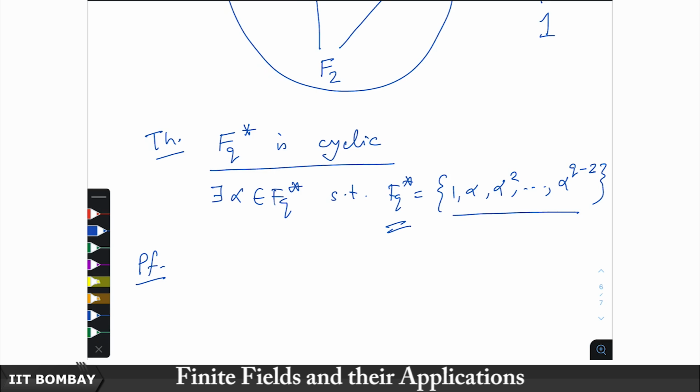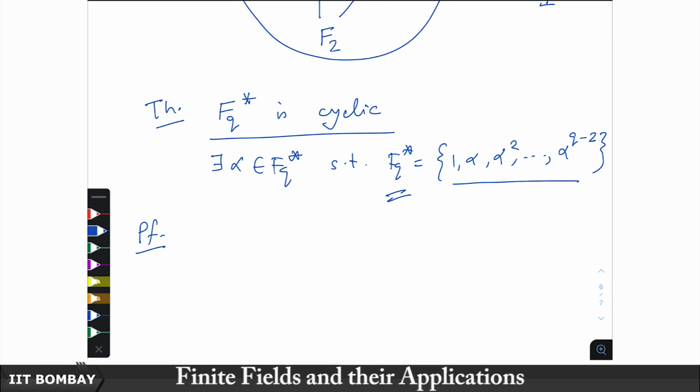The proof of this, we will use a characterization of cyclic groups that we have done before, and let me repeat that result first. It says that a group G is cyclic.